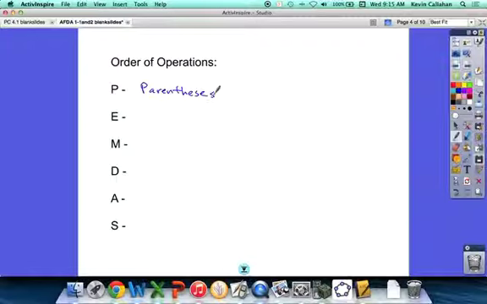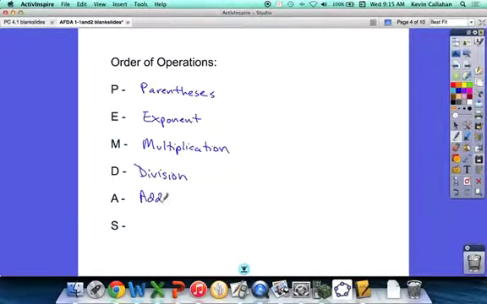How about the E? E for exponent. M for multiplication. D for division. A for addition. We all know these. And S for subtraction.